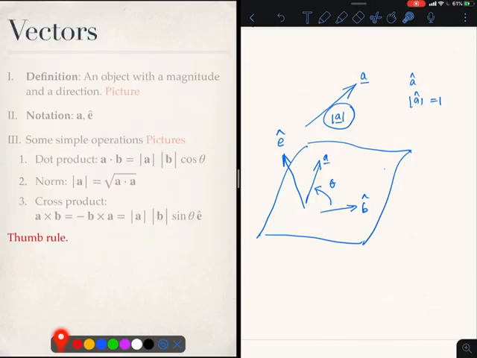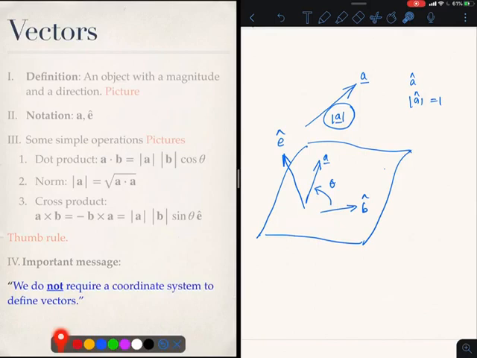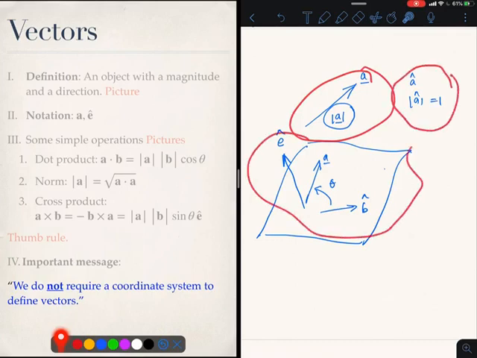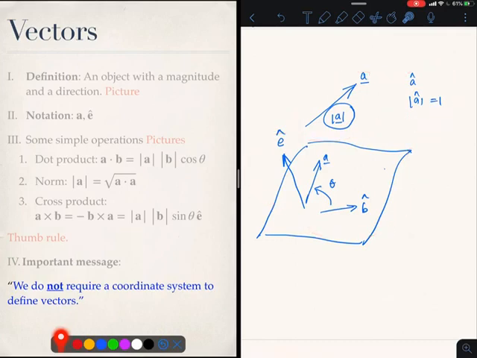Okay, so what's the important message here? The important message here is that we could play around with these vectors. All of these operations we could do, and we did not once have to draw a coordinate system. So we do not require a coordinate system to define and operate with vectors. That is a very important message.